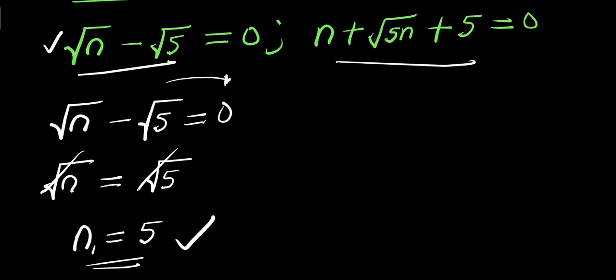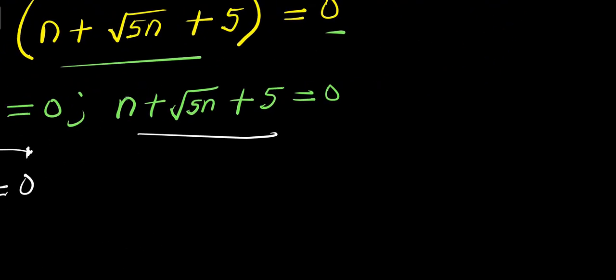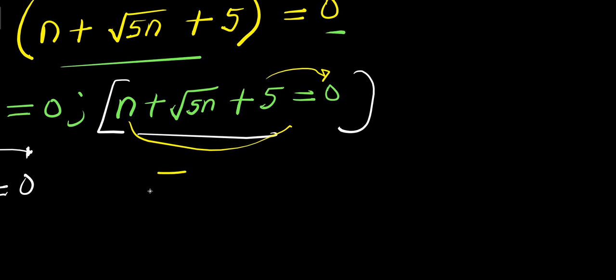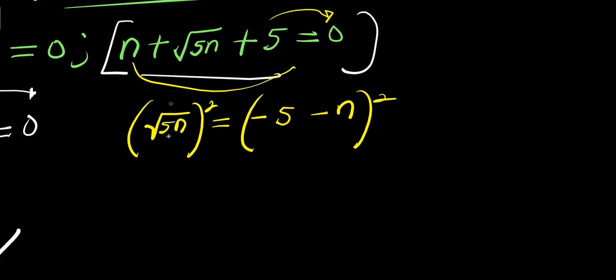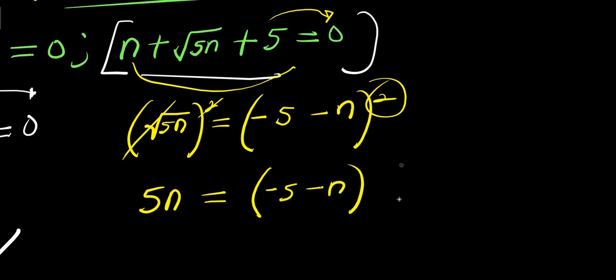Now we have this other equation. We are going to solve for n as well. So let's move this over and this over here. We have root 5n equals negative 5 minus n. To eliminate the square root, we take the squares of both sides of this equation again. So this cancels this, we have 5 times n equals this. Because of the square, we have negative 5 minus n times negative 5 minus n.